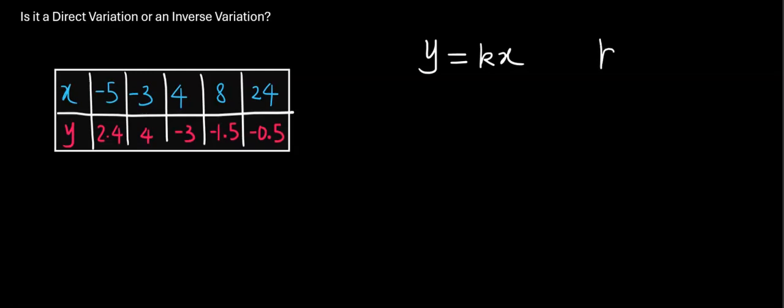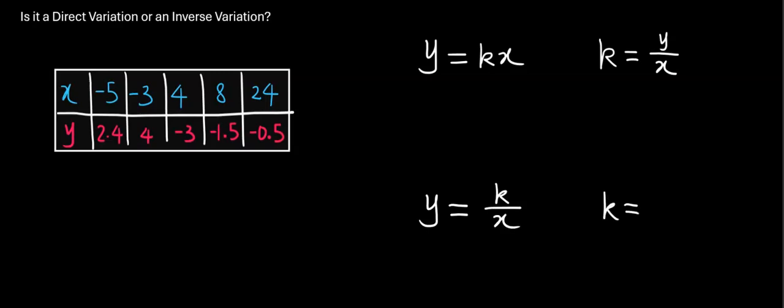We're going to divide x on each side. So k is y over x. K is a constant of variation. If it's inverse variation, y is k over x, where k is not 0, and k is y times x. We say k is xy.